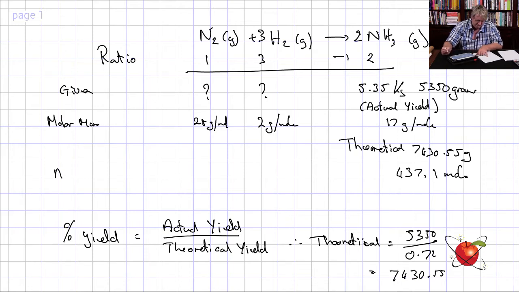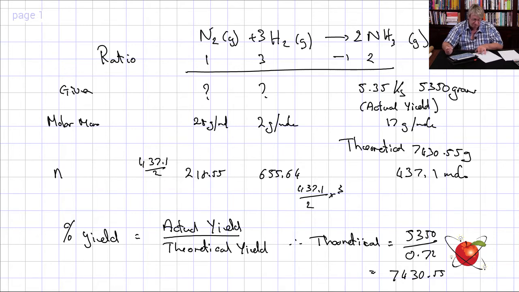And if we take this back, all right, in the ratio 1:3:2, in other words, divide by 2, which is then going to give us 218.55. If we divide 437.1 over 2, and 655.64 moles, in other words, this is going to be equal to 437.1 divided by 2 multiplied by 3 to preserve the ratio. And then we can go back up with that, and we can now calculate at the top.